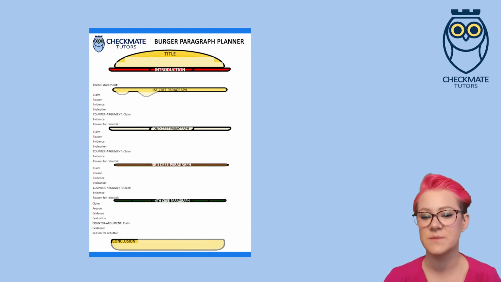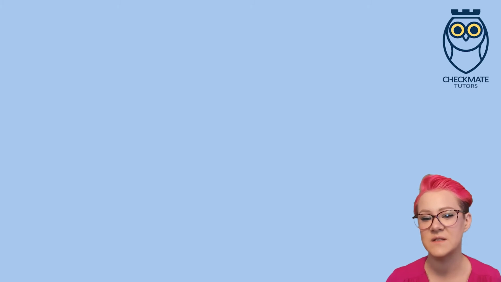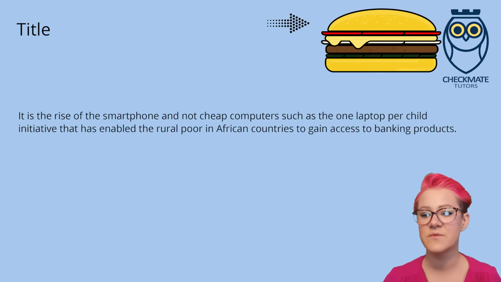At this stage, you can assume that as I am planning my essay, I have gone through the 4 steps that I've previously mentioned, and that therefore I have plenty of useful things to say in my essay. So with that all being said, the first thing I need is a title. The title I have chosen is The Rise of the Smartphone and Not Cheap Computers Such as the One Laptop Per Child initiative that has enabled the rural poor in African countries to gain access to banking products.